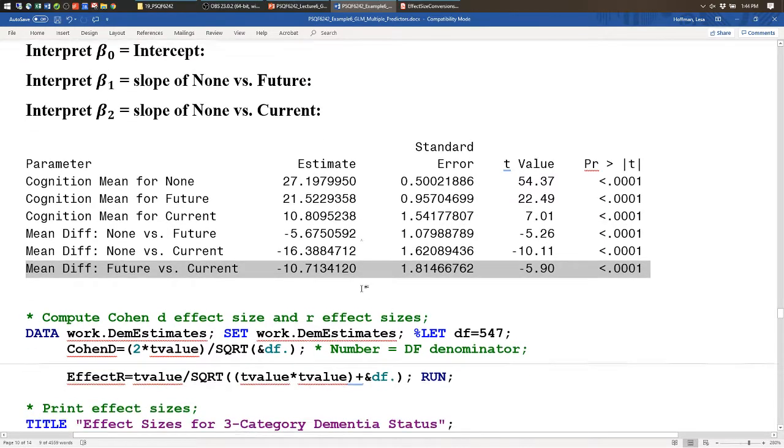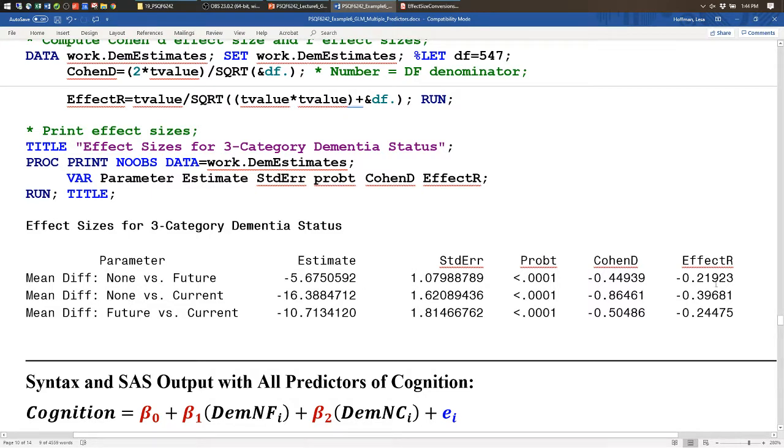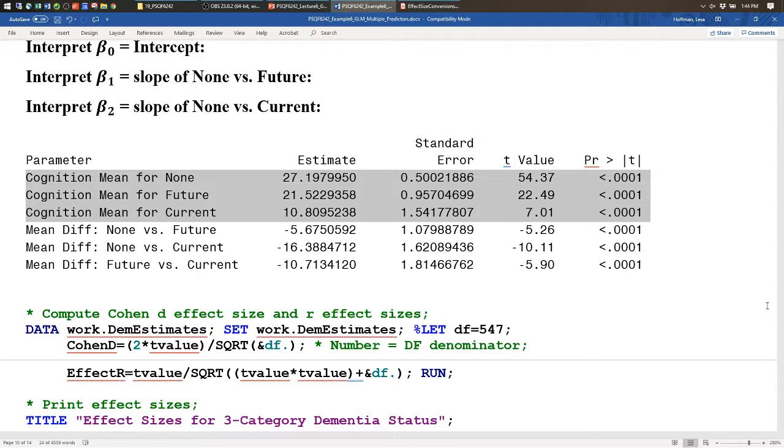So all three groups differ significantly. I've got effect sizes for each of those contrasts. It looks like the biggest difference, unsurprisingly, is none versus current, and then future versus current, and then none versus future. So these are means per group in my analysis of variance. Once we put other predictors in the model, these means take a special name. They're called adjusted, because what they would be depends on what the values of the other predictors would be as well.